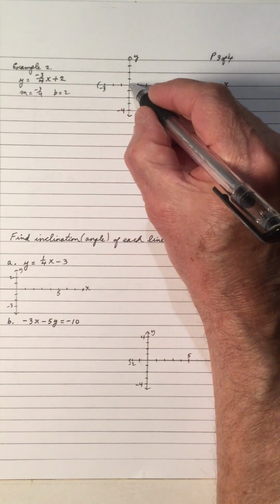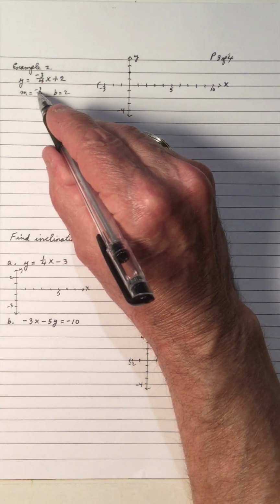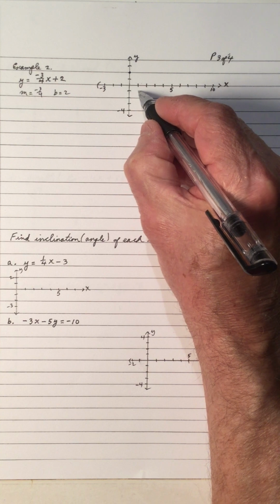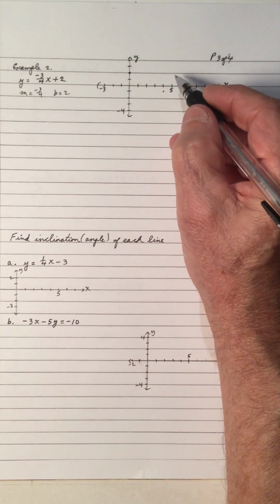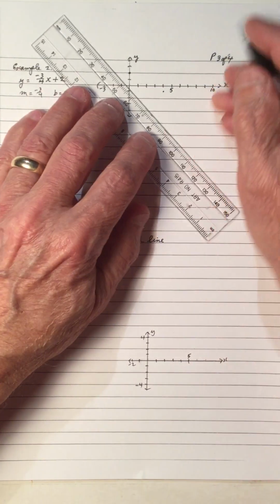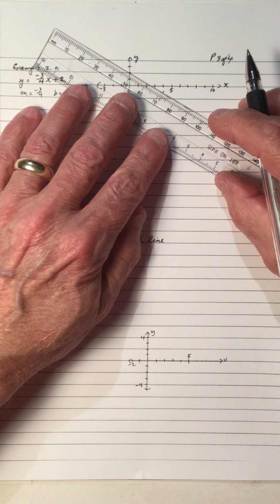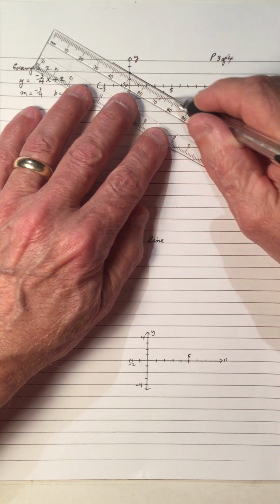The y-intercept is 2, so that's right there, 2 on the y-axis. We go down 3, right 4. Down 3: 1, 2, 3, right 4: 1, 2, 3, 4. So if I use a ruler to help me draw the line better, this is the line that passes through the y-intercept.